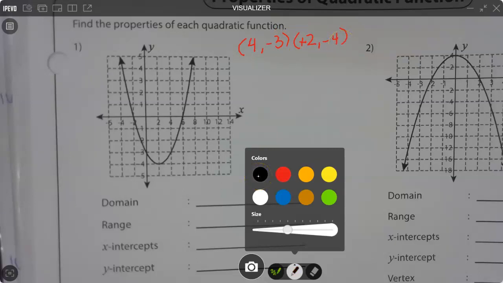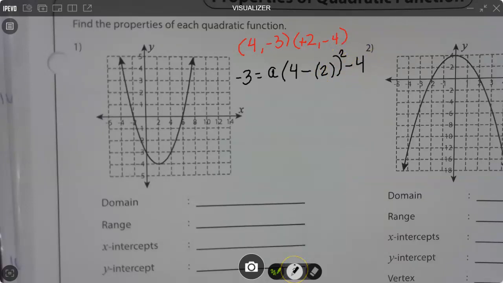So we end up with y equals a, which is what we're looking for. It's what we don't know. We know h, we know x, we know y, we know k. So -3 equals a times (4 minus 2) squared plus -4. Solve for a.